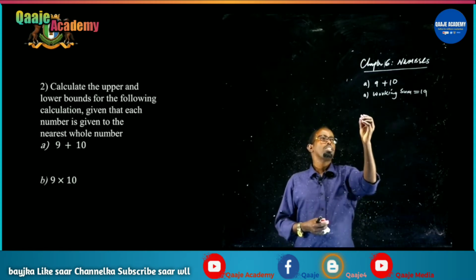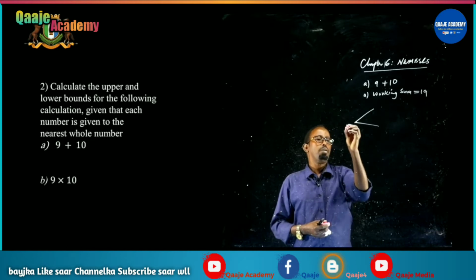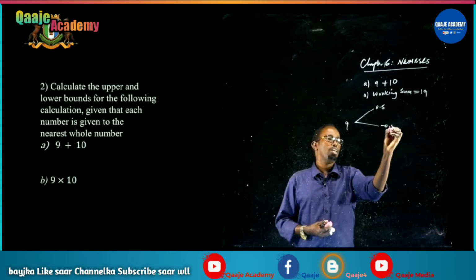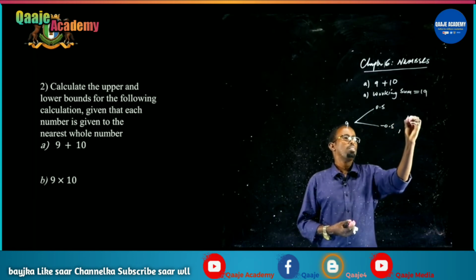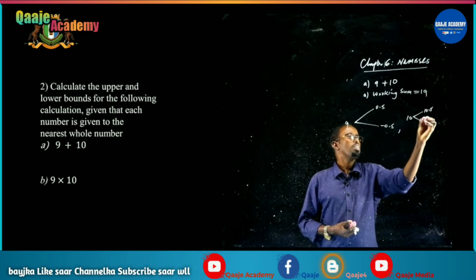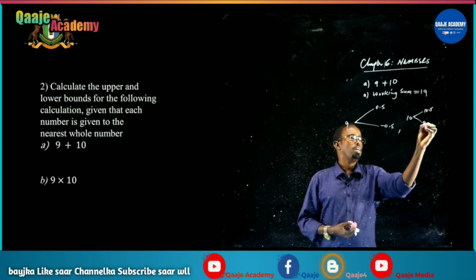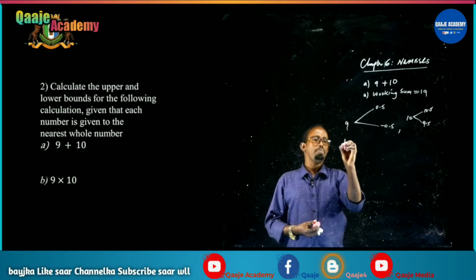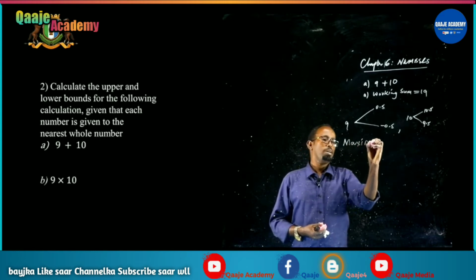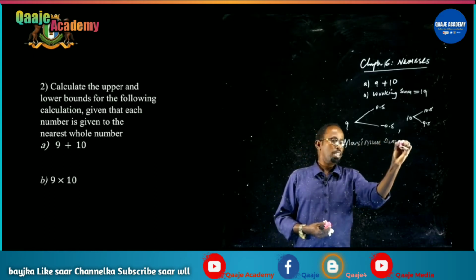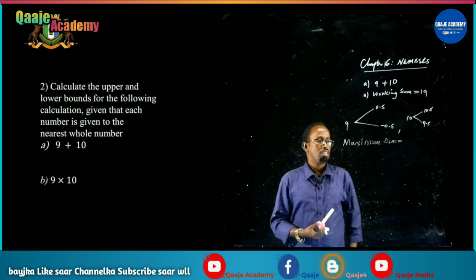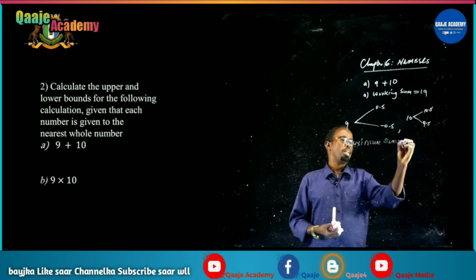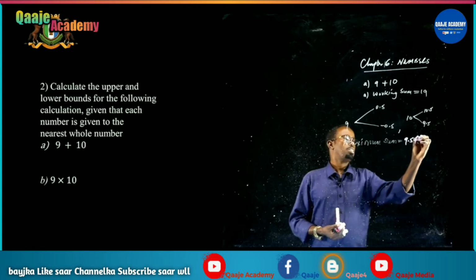So this one is 9. So the upper limit of 9, you add plus 0.5. And then this one is minus 0.5. The next one is 10. This is 10.5, and then 9.5. I subtract minus 0.5, I add plus 0.5. So the first one will be maximum sum. Maximum sum, you add the upper limits or the upper bounds. The upper bound is 9.5 plus 10.5.